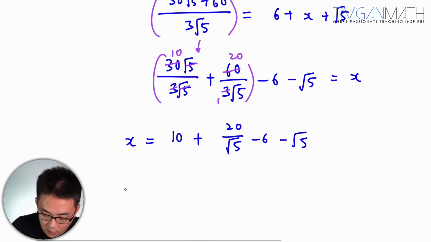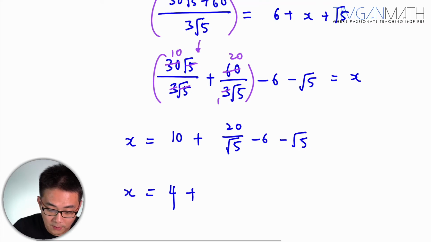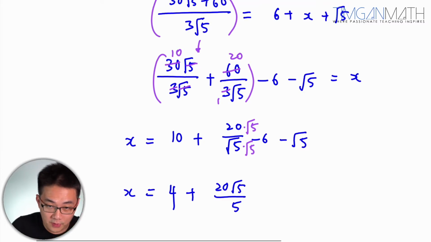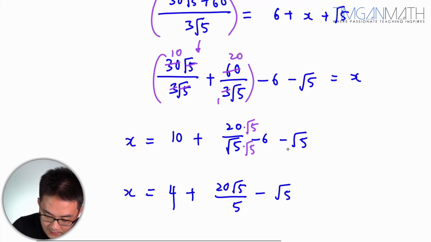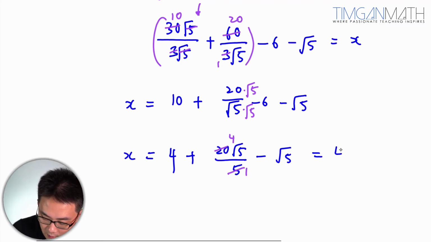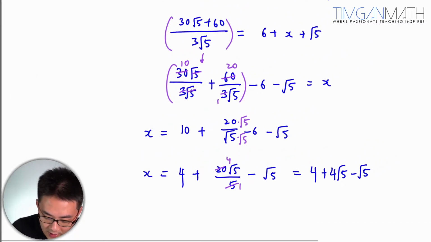So 10 minus 6 will be 4. For 20 over root 5, I multiply the denominator and top with root 5, and I get 20 root 5 over 5. Cancelling, 20 divided by 5 is 4, so essentially we get 4 plus 4 root 5 minus root 5. So 4 minus 1 is 3 root 5. So x equals 4 plus 3 root 5.